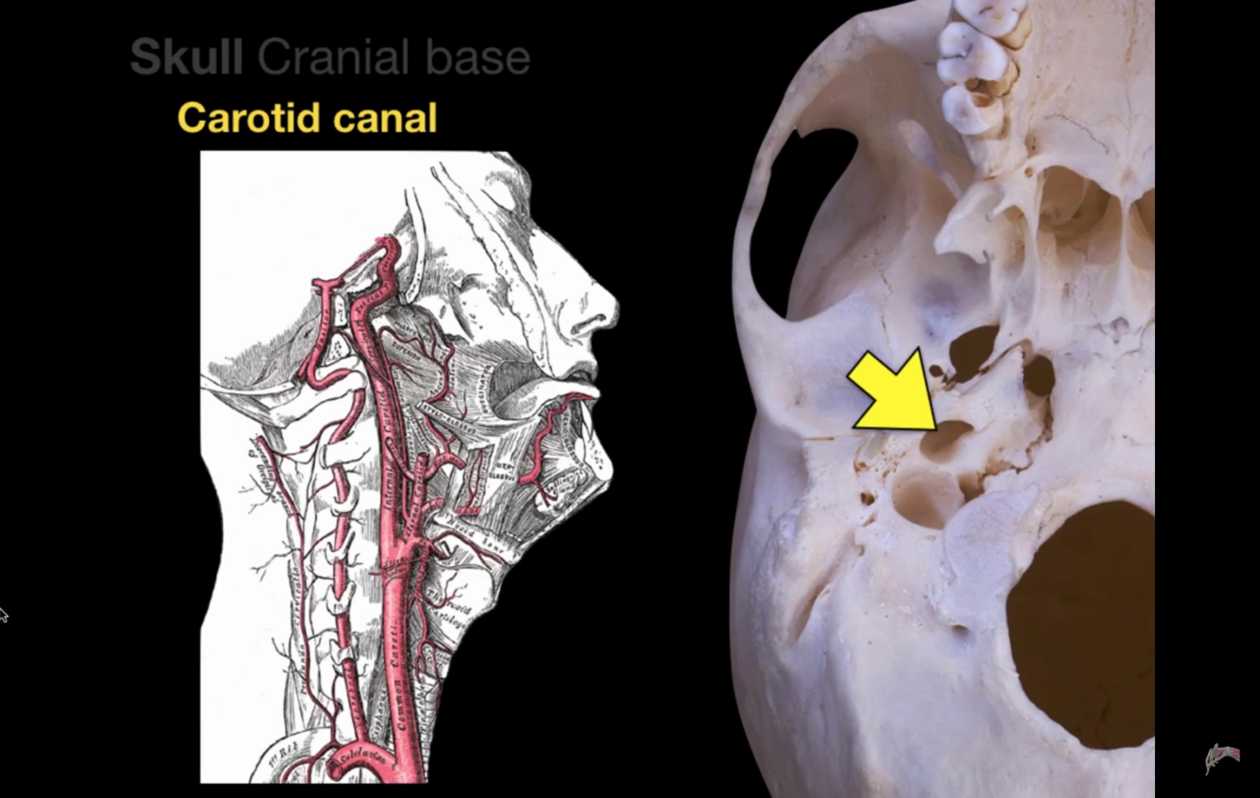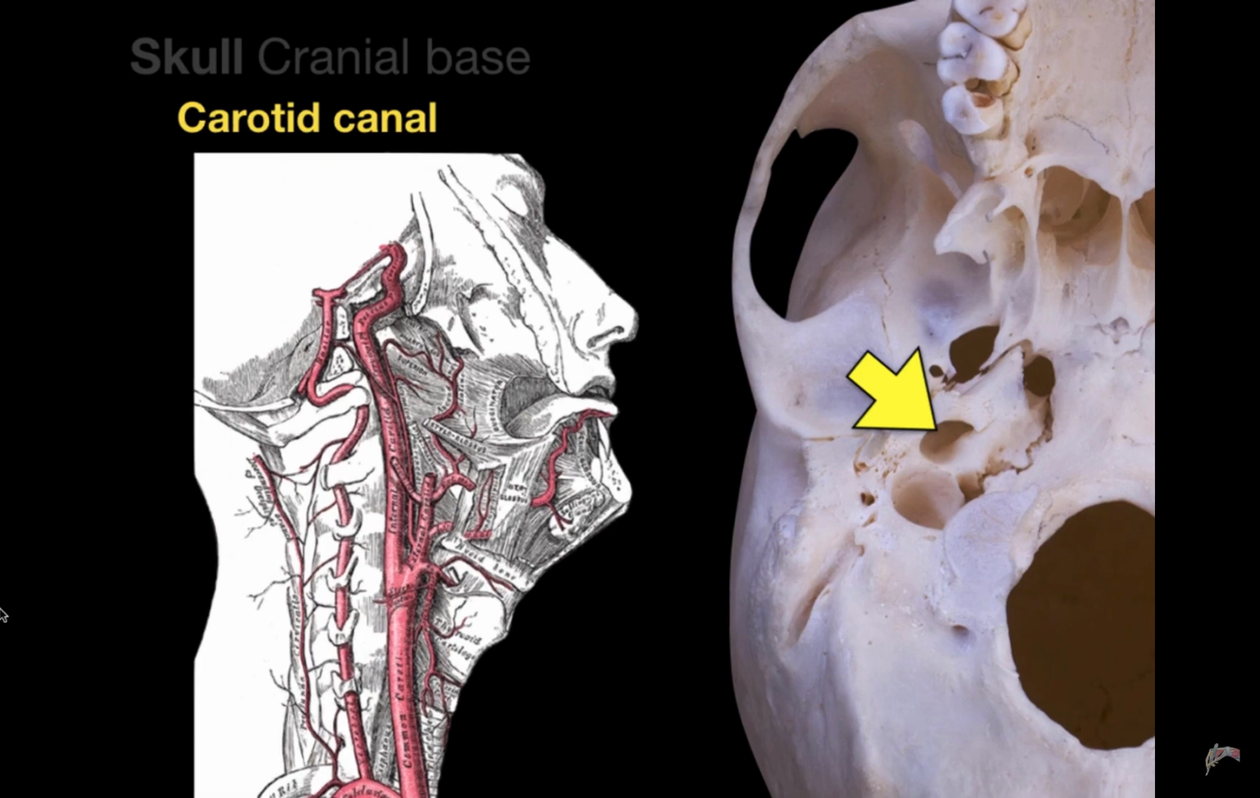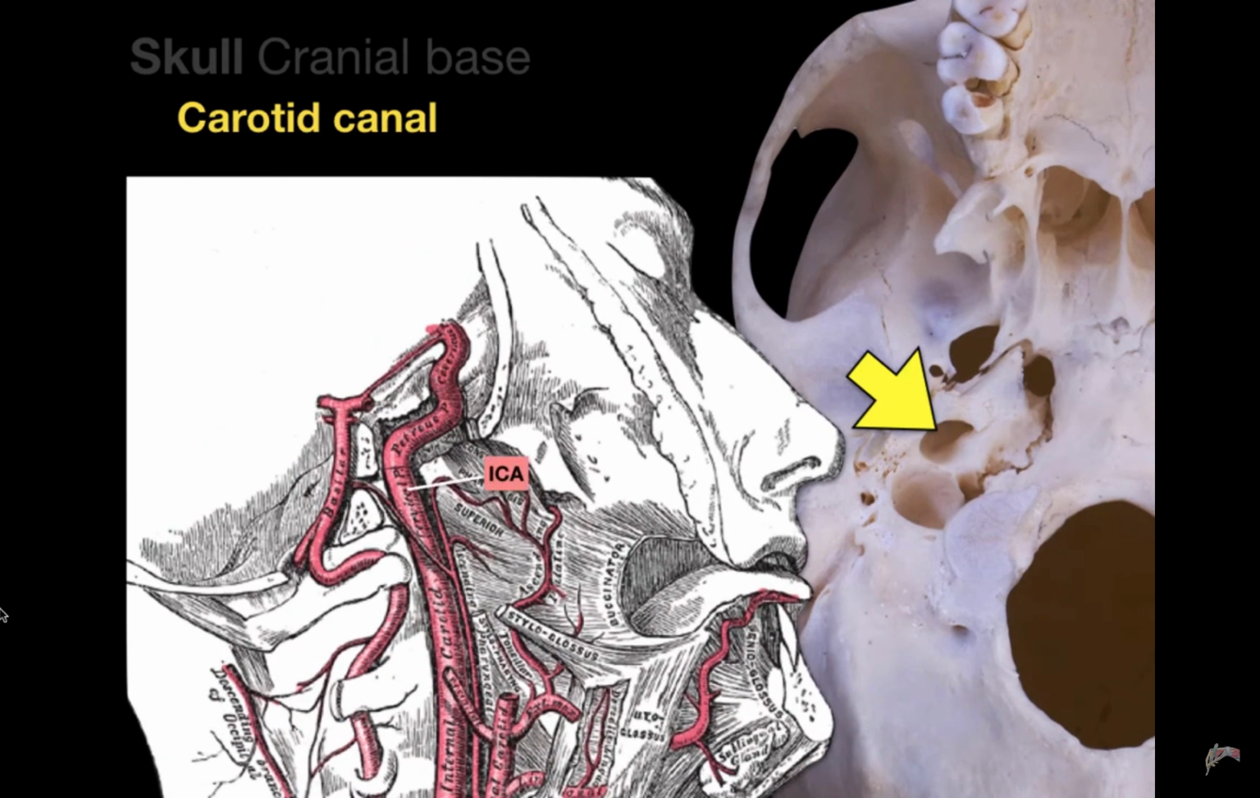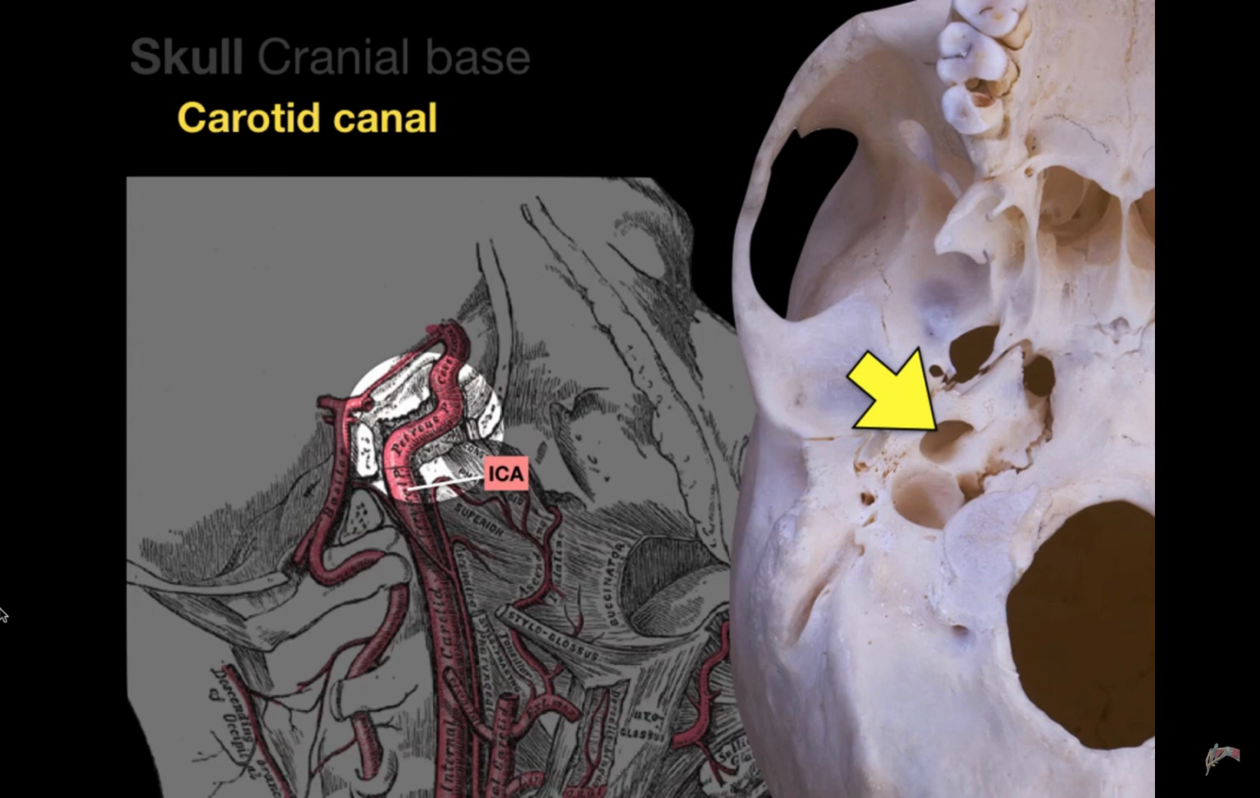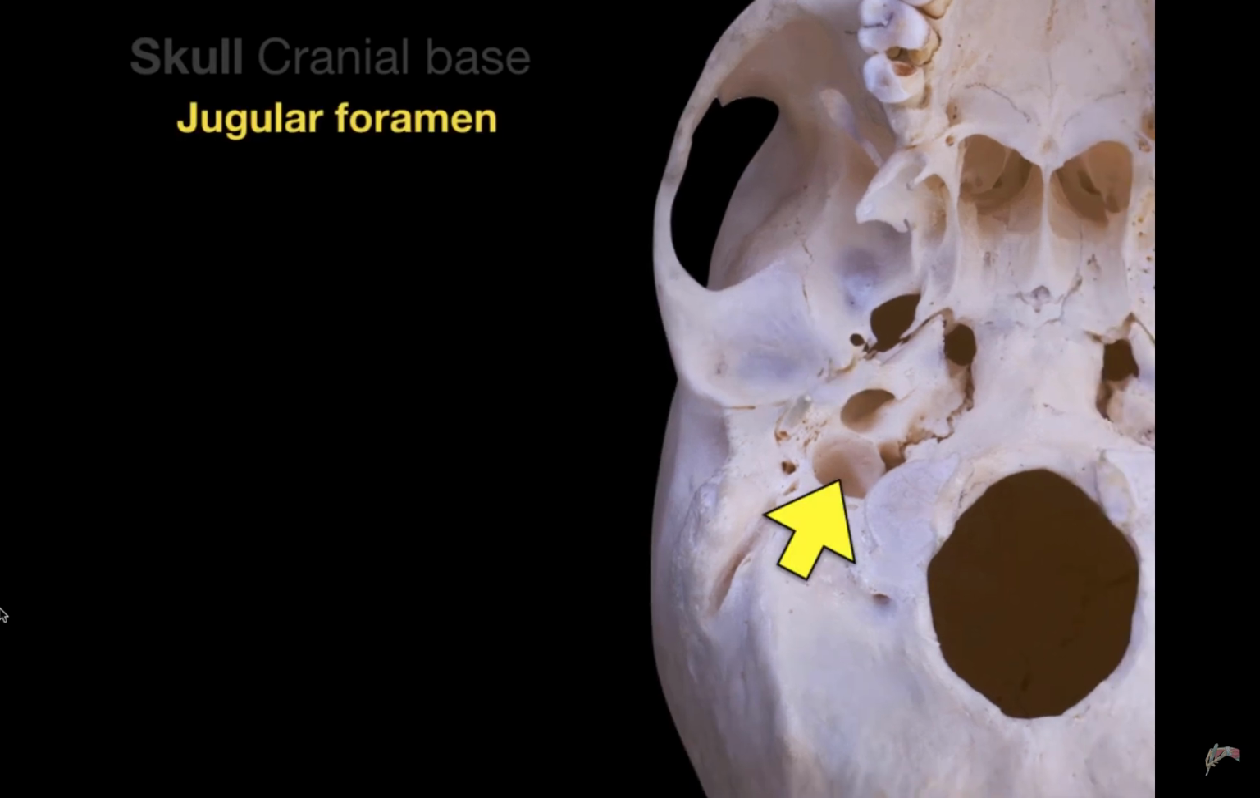Now the carotid canal. Again, here we see a lateral view of the neck from Gray's Anatomy, and there's our internal carotid artery. What happens at the base of the skull is the internal carotid artery goes through the carotid canal there, and then into the cranial vault at the exit of the carotid canal. So there is the carotid canal. That is its bottom opening, which is where the yellow arrow is pointing. So now the jugular foramen is located just behind the carotid canal and the styloid process of the temporal bone.